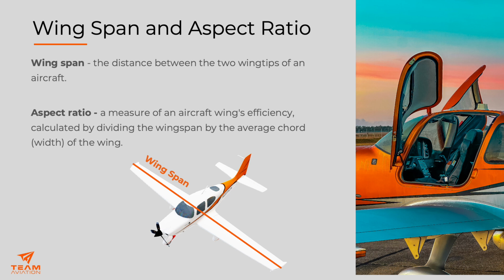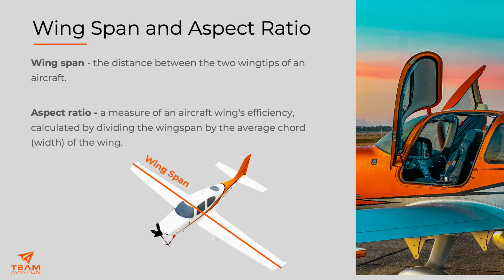An aircraft with a high aspect ratio has long, narrow wings, reducing induced drag, which is drag caused by lift production. This results in better fuel efficiency and longer range. Conversely, an aircraft with a low aspect ratio has short, wide wings, making it more maneuverable but less efficient in cruise flight. When designing an aircraft, engineers carefully balance aspect ratio and wingspan to achieve the desired performance.